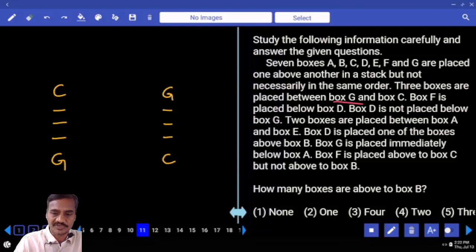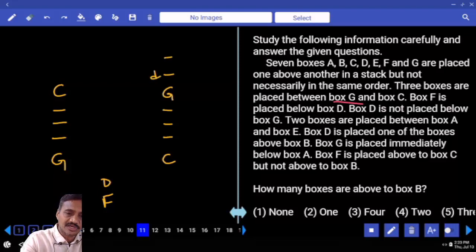And box F is placed below D. Now where is this F? F is below this D. And D is not placed below G. And D is placed above this G. As D is placed above this G, 1, 2, 3, 4, 5. And here there are 2 different possibilities. Maybe D is here or maybe D can be here. Isn't it? Now here we have n number of possibilities. Now here there are only 2 possibilities.